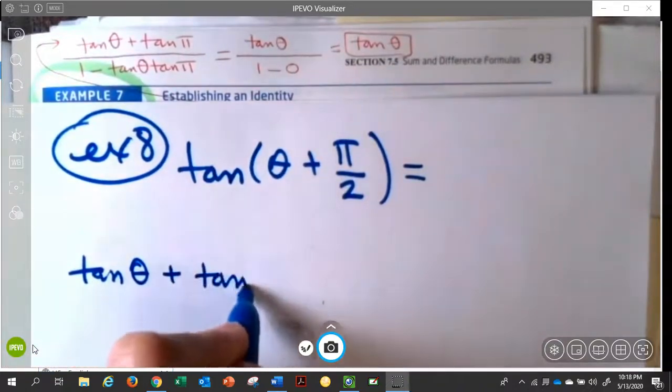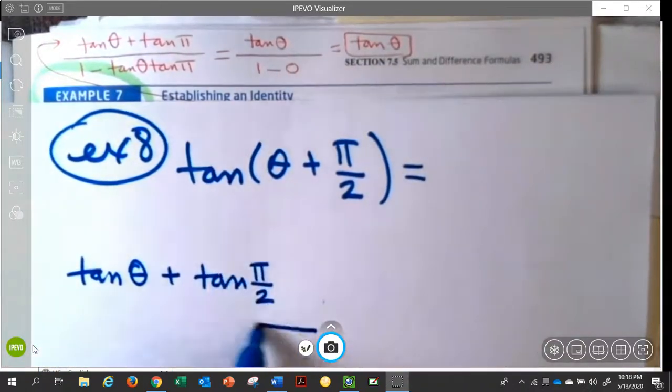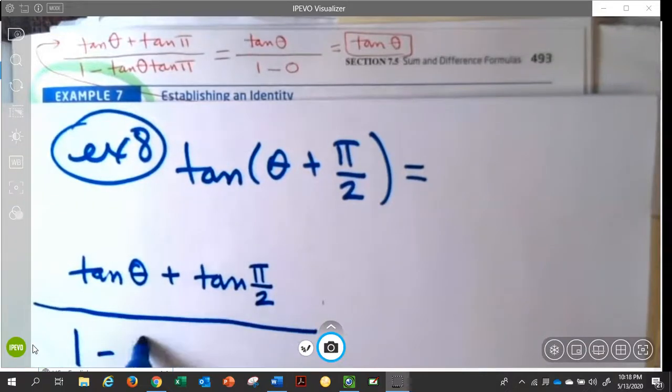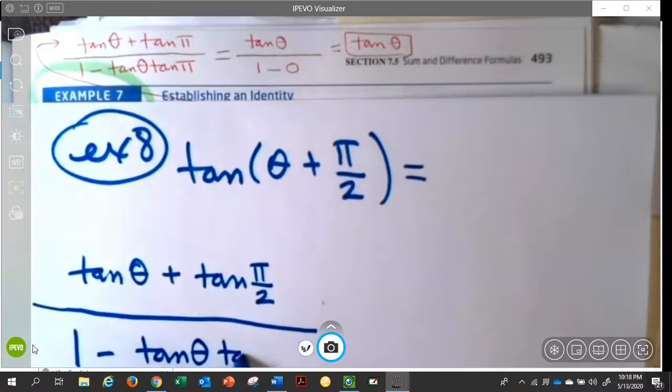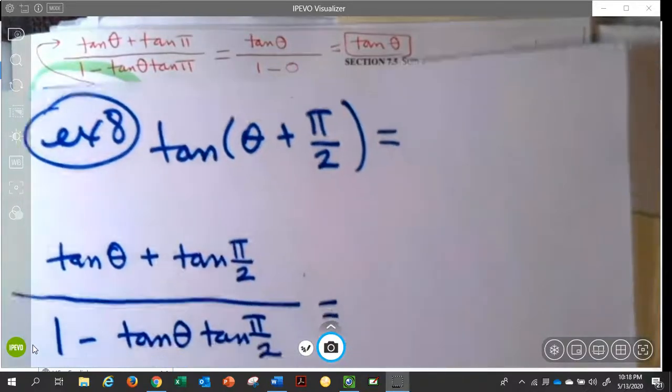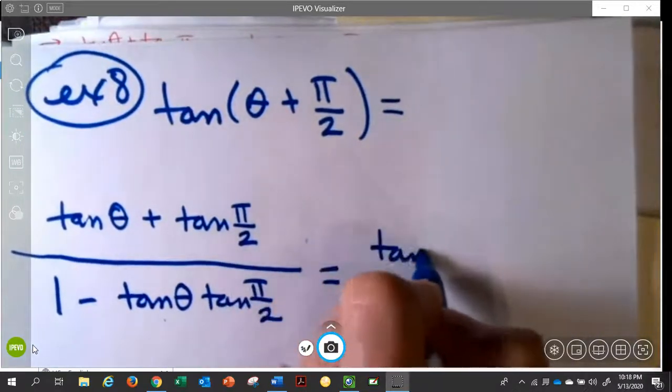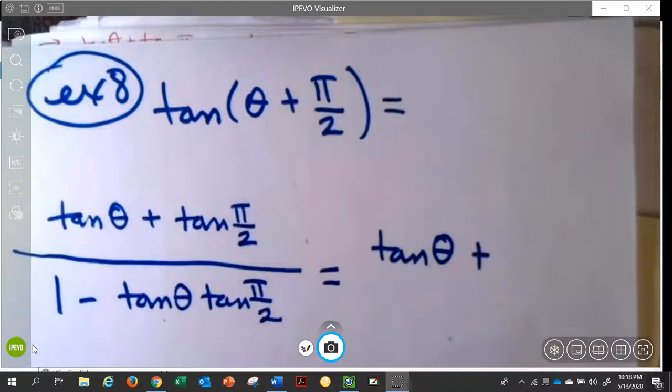Tangent theta, tangent pi over 2, but it starts to smell a little fishy right there. 1 minus tangent of theta, tangent of pi over 2. And then I'm going to go to the next step, because when I go to the next step, I'm going to do what I did a while ago. Tangent of theta plus. Ooh, here we go.